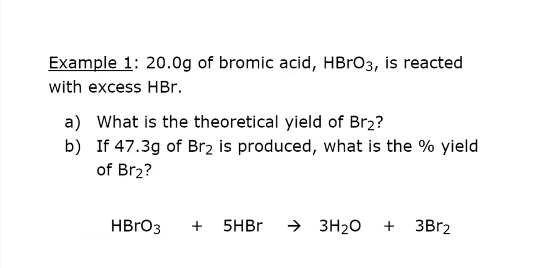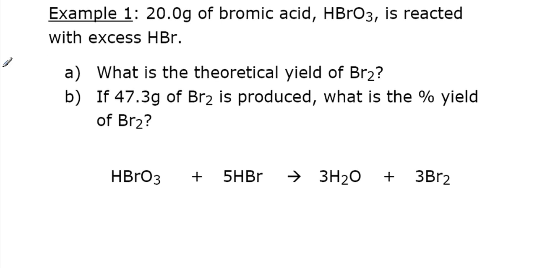So let's try out a problem together. We'll walk through it. I'll get you set up. And then I think once you see what it's all about, then we'll be able to try it out together. So you've got 20 grams of bromic acid reacted with excess hydrogen bromide, and we want to find out two things. What's the theoretical yield of bromine, and what's the percent yield of bromine if 47.3 grams is produced?